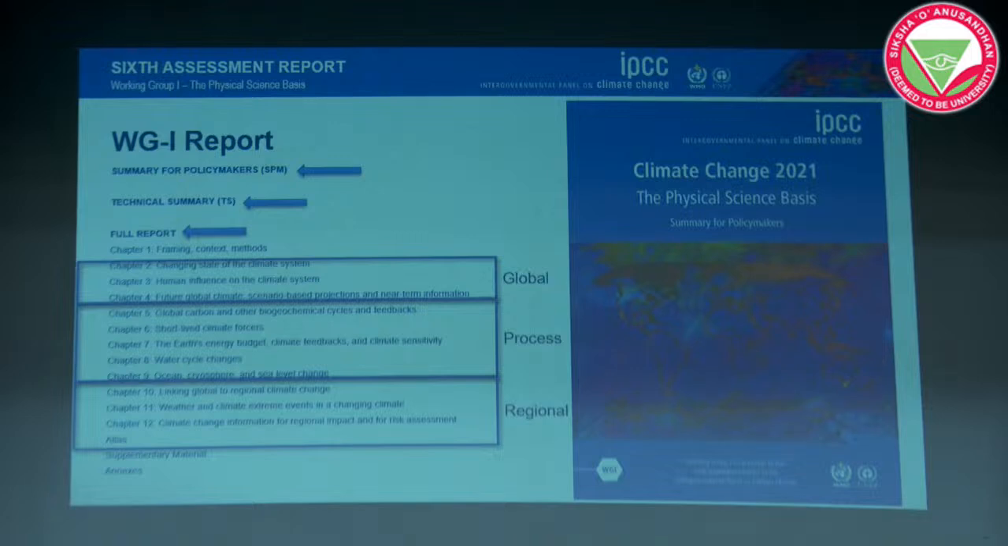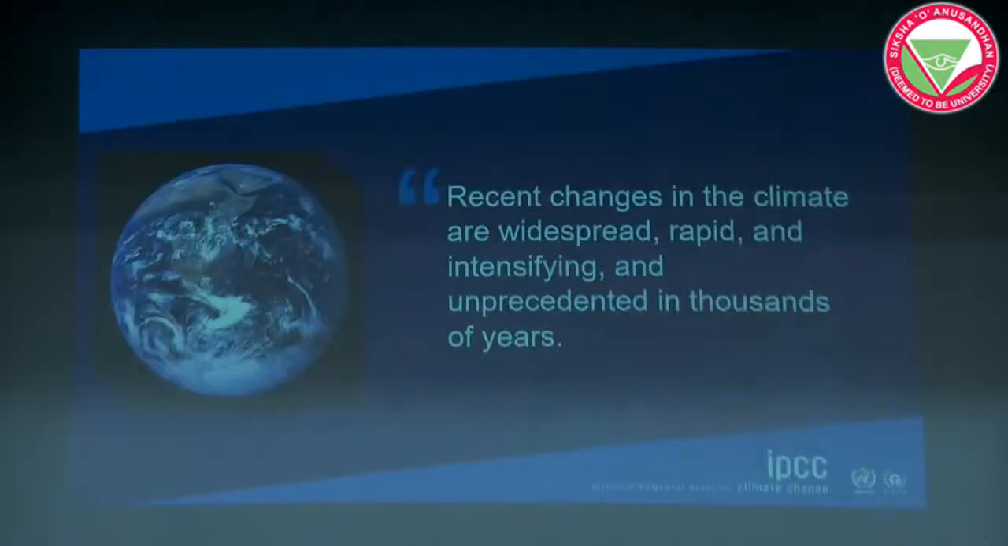Chapters 2, 3, 4 are on the global observed changes and the human influence, that is, the detection and attribution. Then future projection is chapter 4. And chapters 5, 6, 7, 8, 9 are all process-based studies. I was in chapter 8 on water cycle changes, which I will be describing. And there are several regional chapters linking global to regional climate change, weather and climate extremes, and climate change information. And it's a wonderful report.